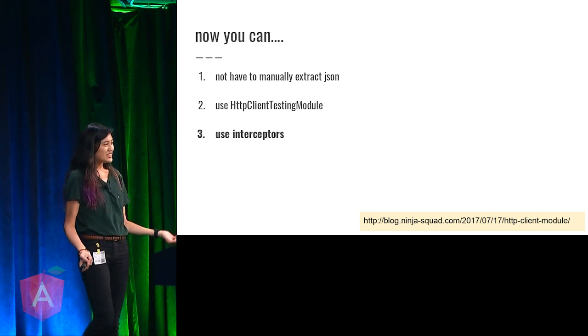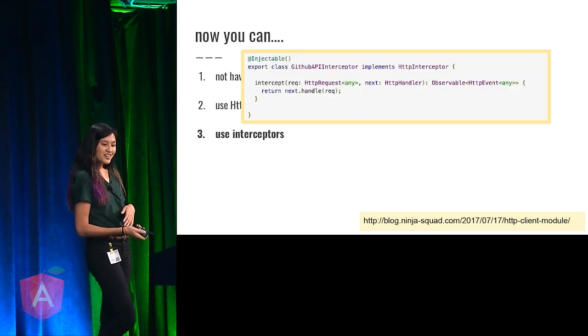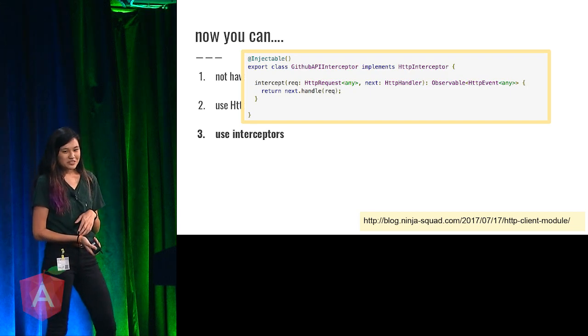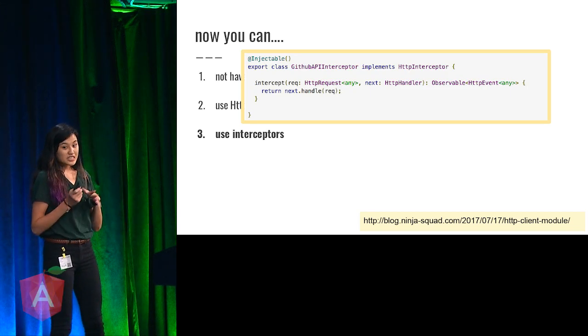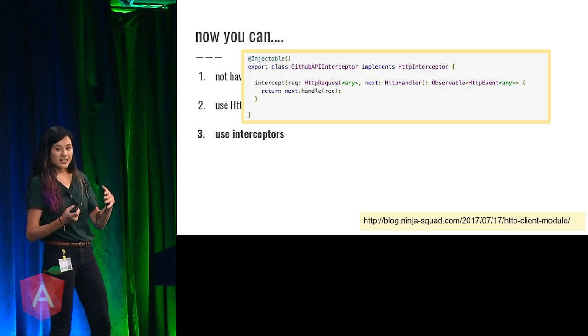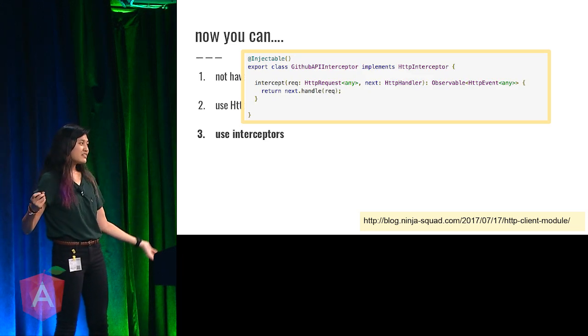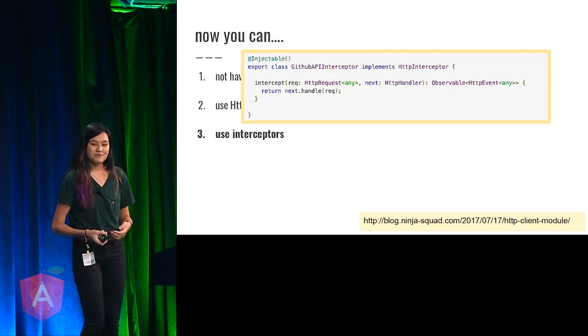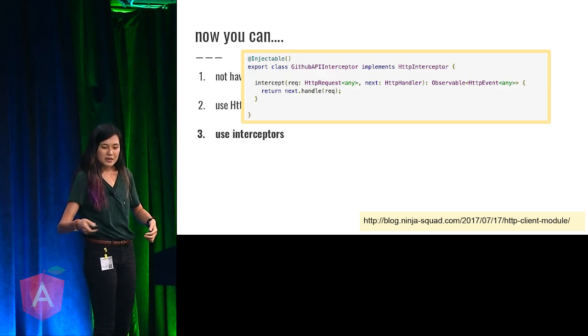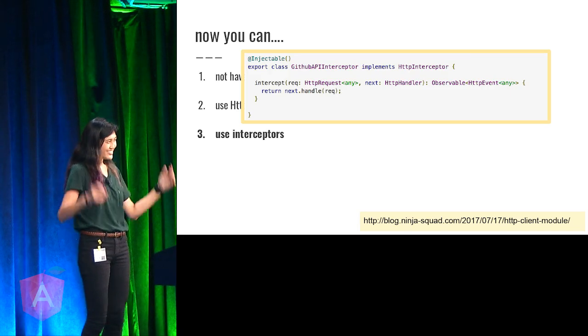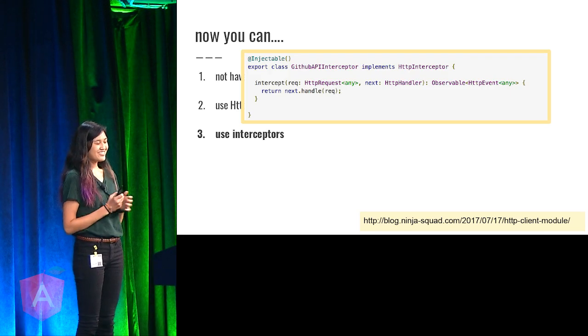And the last one is you can use interceptors. So what are interceptors? They are called for every request and response. They're really useful for setting headers, handling errors, or just logging things in your application. So yeah, that's all I have.